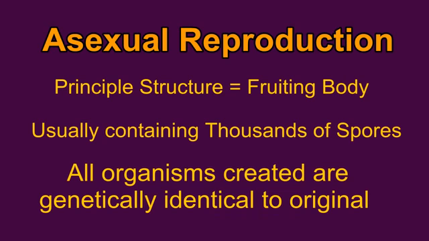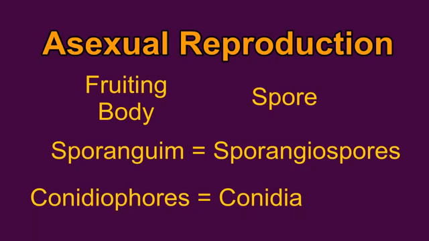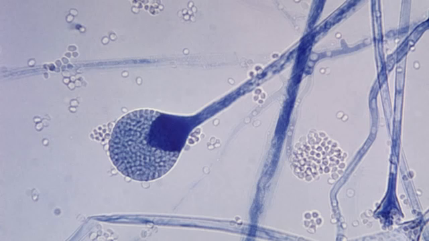The principal structure of asexual reproduction is a fruiting body. This structure usually contains thousands of spores, all resulting from meiotic divisions of a single cell and therefore are genetically identical. In some fungi, for example rhizopus or bread mould, the spores develop in a structure called sporangium. The spores are called sporangiospores.